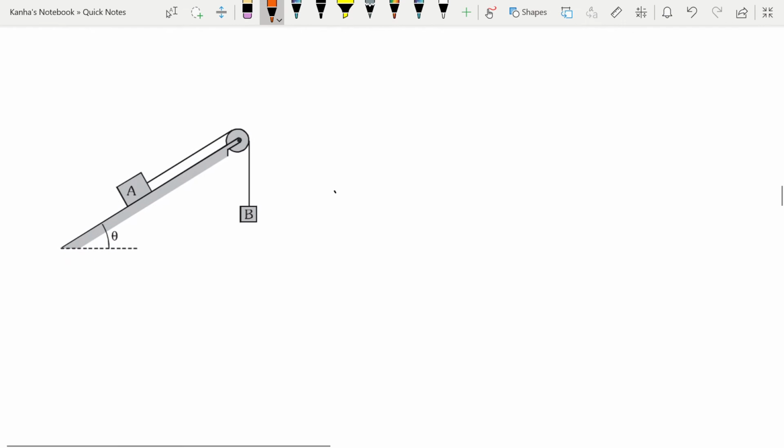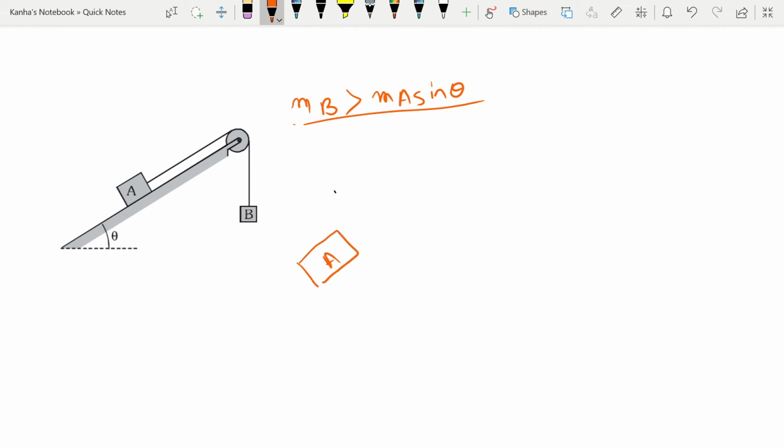Let's look at another system. Drawing the free body diagram for this is also not a big deal. I have MB greater than MA sine theta. This has been given to you. So what is my free body diagram for A? There is a contact force here, there is a contact force here, so there is a tension T. There is a normal reaction N, and then there is gravity acting on it.